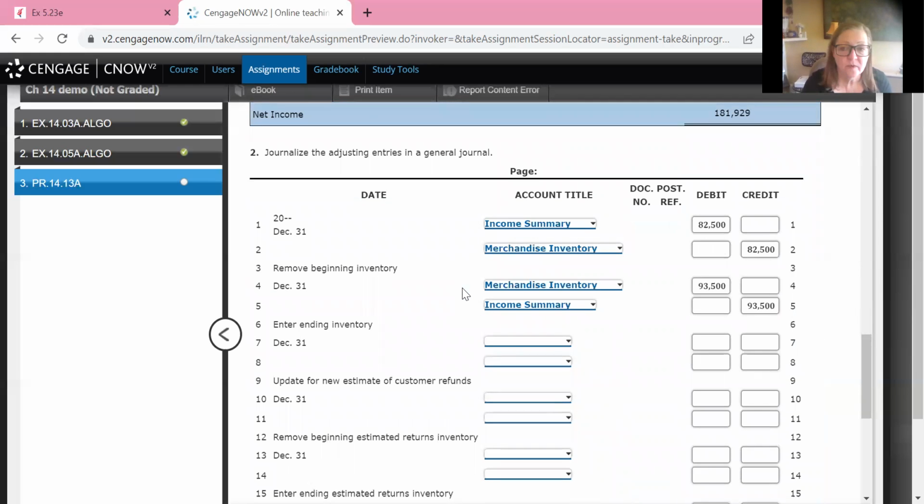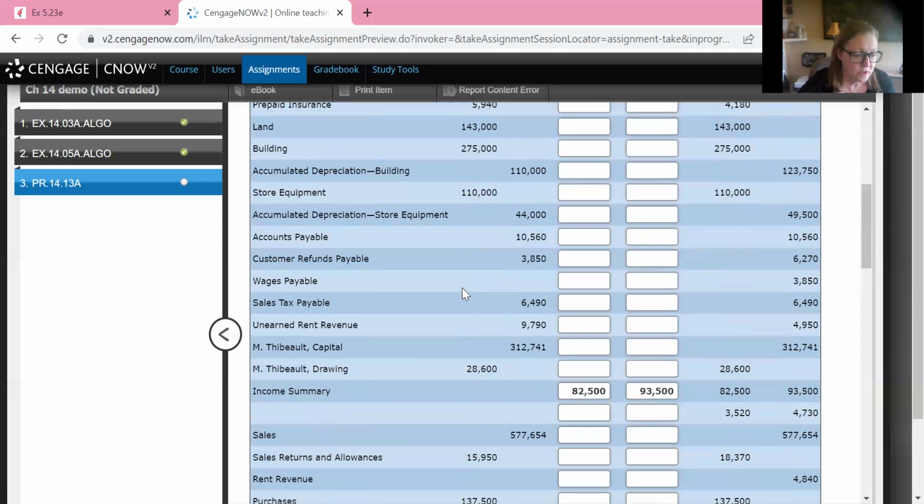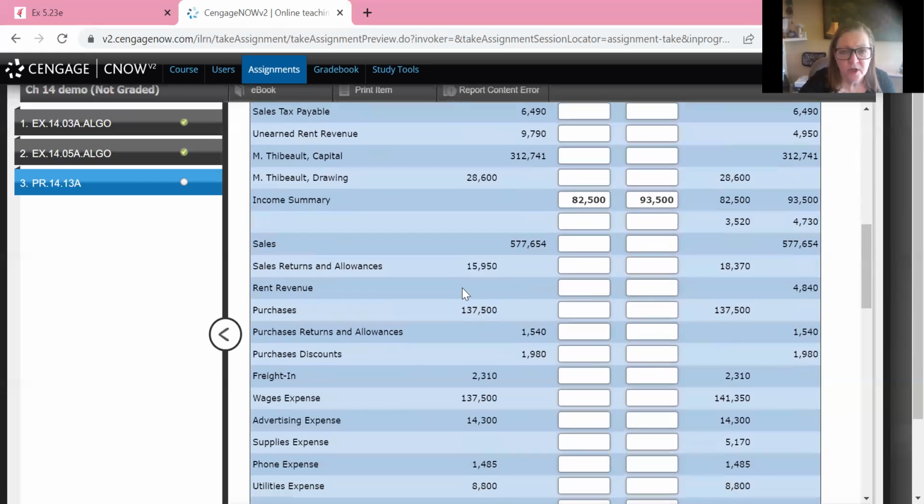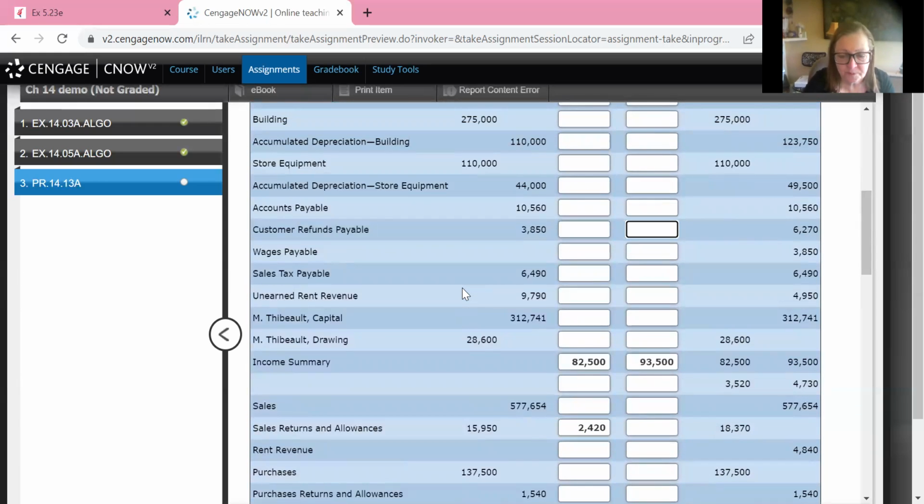The third entry, they looked at their sales returns and allowances and their customer refunds payable. The change in those two, sales returns and allowances, went from 15,950 to 18,370. And that's because this is a contra sales account, remember? They debited it for 2420. I'm just doing this part of the entry first this time. Customer refunds payable also changed by that 2420.